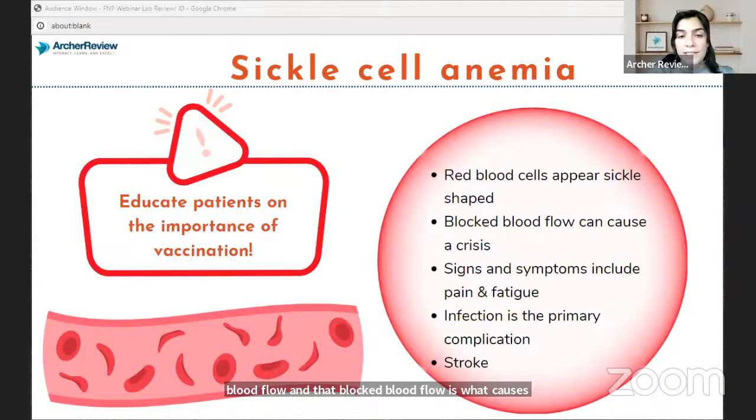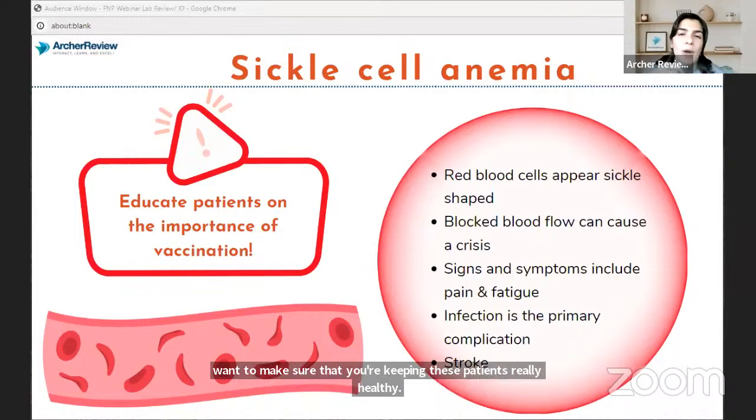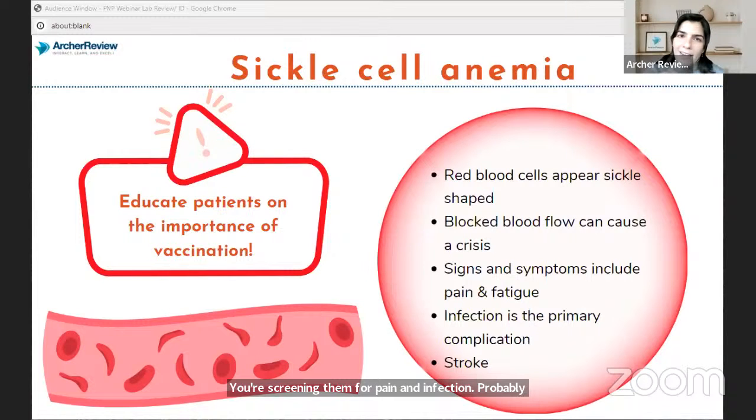So with these patients, you want to be really careful. Over time, there is damage done to their spleen, so it raises their risk of developing infection. So you want to make sure that you're keeping these patients really healthy. You're screening them for pain and infection. They're probably going to be feeling more fatigued because they're not getting all that rich oxygenated blood. And so the primary prevention for these patients is making sure that they're staying healthy, so making sure they're getting their vaccines. And they are at increased risk for stroke, so ruling out signs of stroke if they're in a crisis, and just making sure that you're helping prevent any complications from their sickle cell anemia.